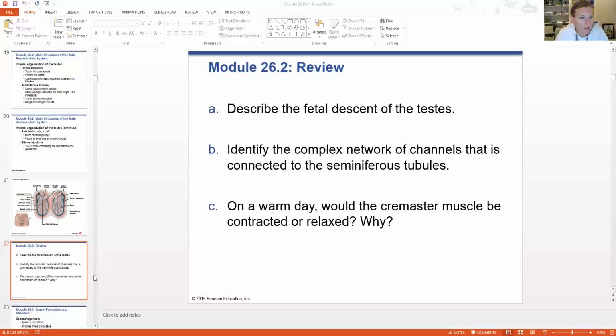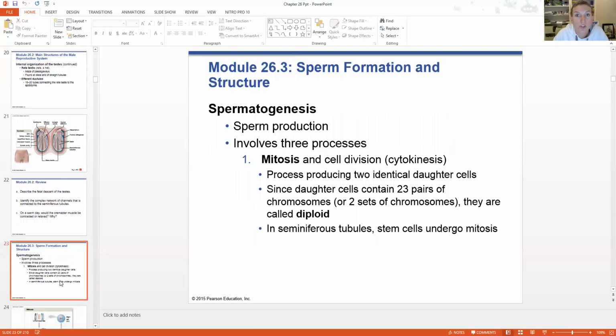We're going to continue on with our discussion on the male reproductive system. We just finished talking about the overall anatomy of the scrotum and testes, and now we are going to continue with how sperm are formed in the process called spermatogenesis. It involves the process of mitosis and meiosis.